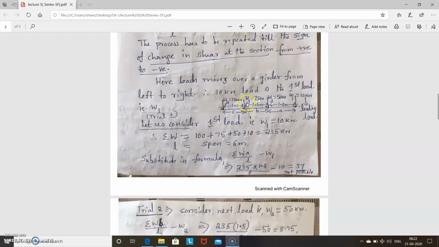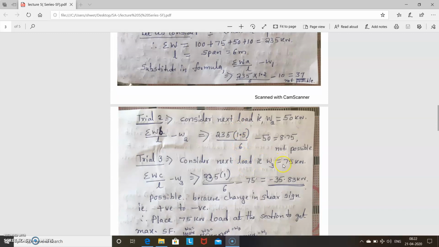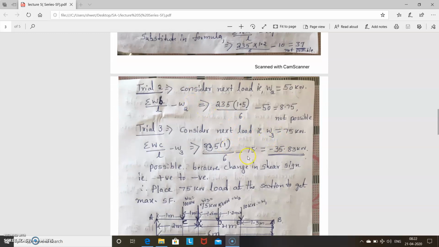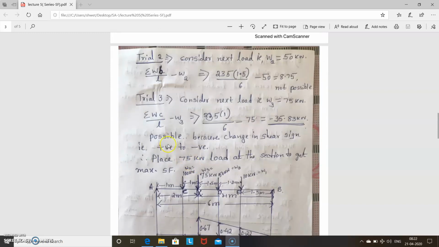Go to the third load, that is W3 equal to 75 kilonewton. Substitute in this equation. Now C means I have to consider this load, so this is your C. If you substitute in that equation, you get minus 35.83. So there is a change in the shear sign. The first two values were positive, and now it becomes negative. So now this is possible. You can consider this as the load to place at the section, because there is a change in shear sign, from positive to negative.